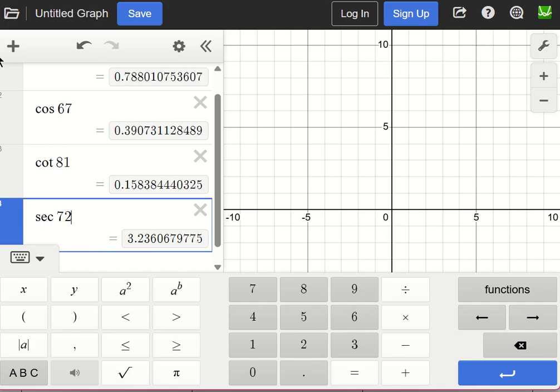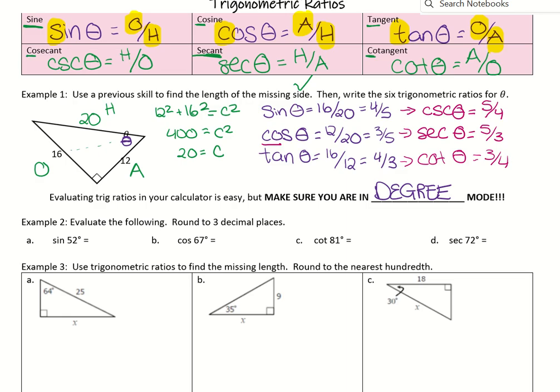So no big deal. We've got all those values. So let's go back to our notes and fill those in. We got 0.788, 0.391, 0.158, and 3.236.